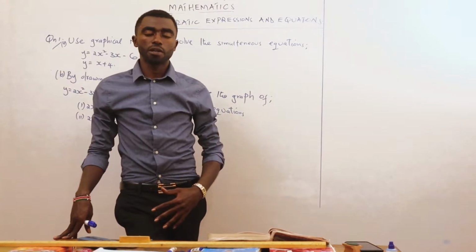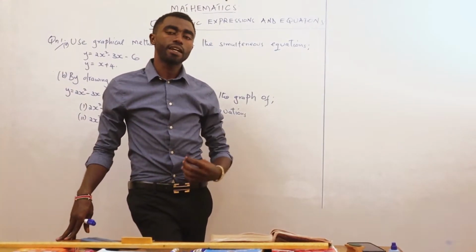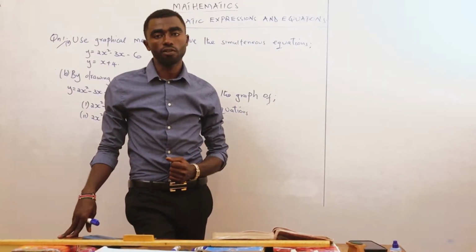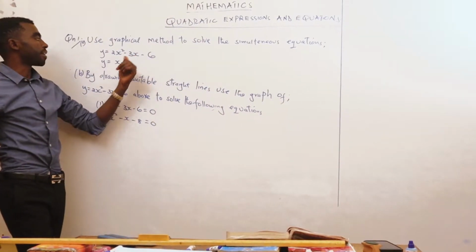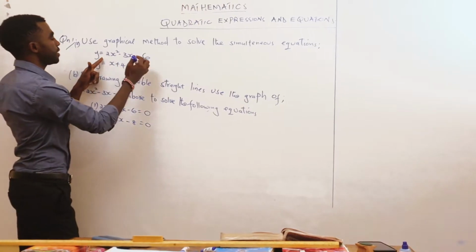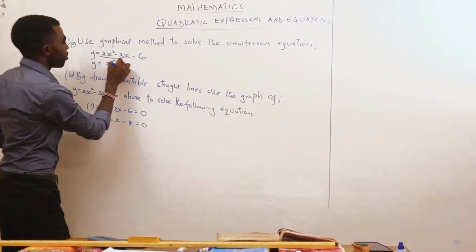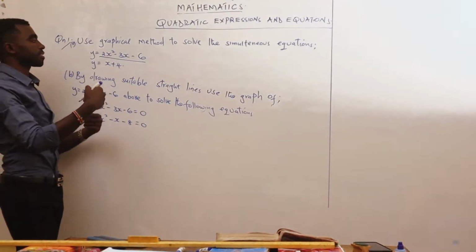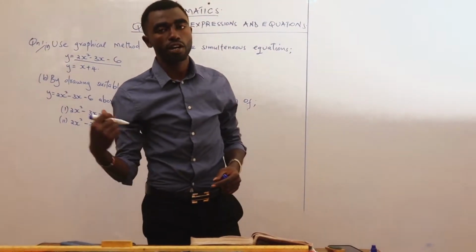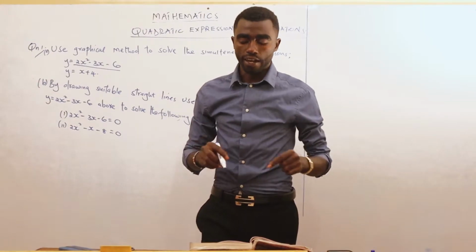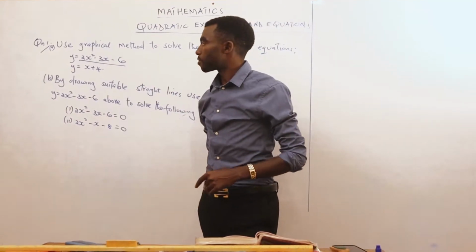When you're given a question in mathematics and you're being taught to solve, then it means you have to find the values of the unknown. So at the end of the day, what we need to calculate is the values of x, because you're told y is equal to these values here, 2x squared minus 3x minus 6. So to solve, we need to find the values of the unknown. In that case, you're getting the values of the x. So we have the two simultaneous equations there.